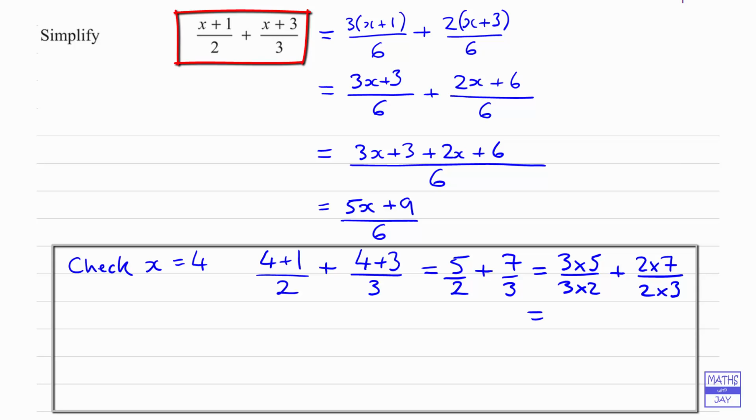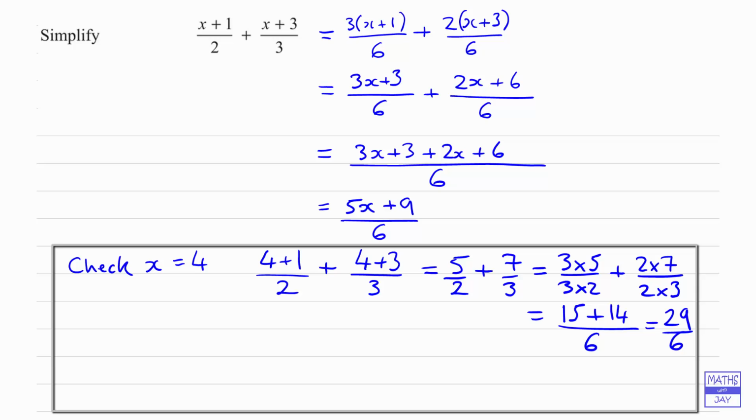So we have 3 times 5 is 15, 2 times 7 is 14, and they're both over 3 times 2, which is 6. So we've got 29 over 6. That's what we get for our original expression. Now let's see what we get for our answer. That would be (5 times 4 plus 9) all over 6. So that's 29 over 6, which is the same as what we got in the other calculation.